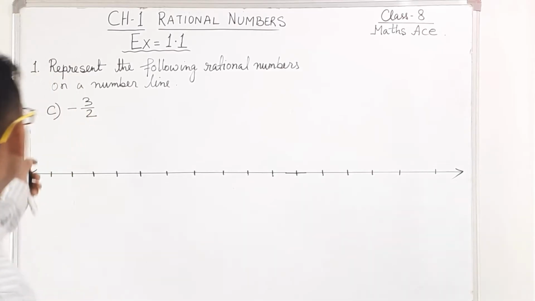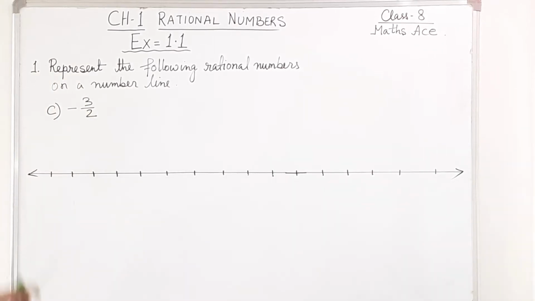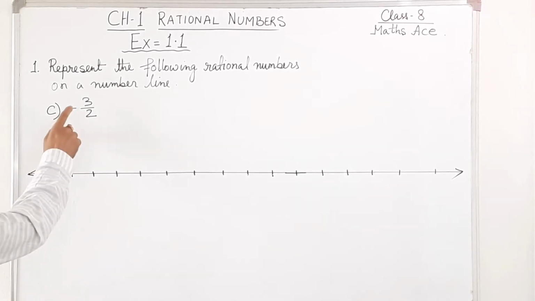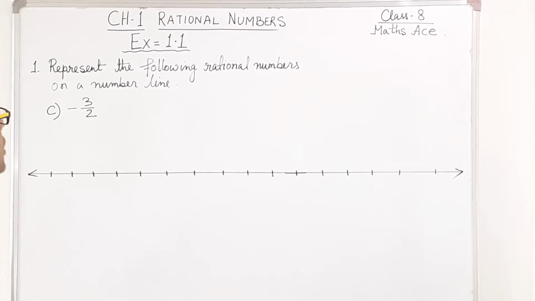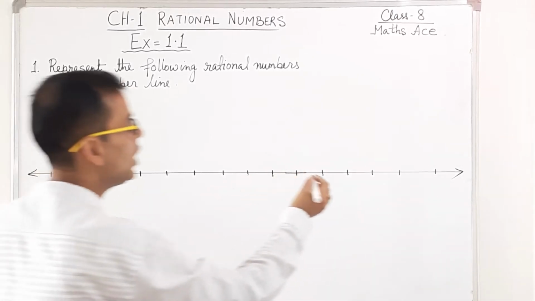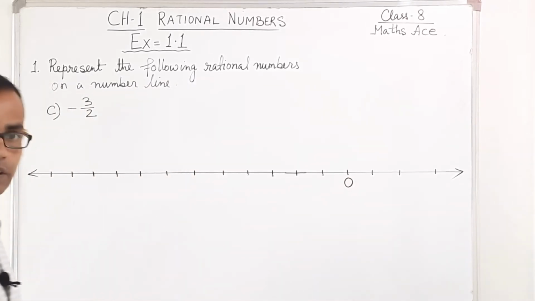Question number 1C, minus 3 by 2. So minus 3 by 2, it is telling negative. So negative will be on the left hand side. So what we will do is put 0. So that 0 now we will put it here, on this side. Clear?